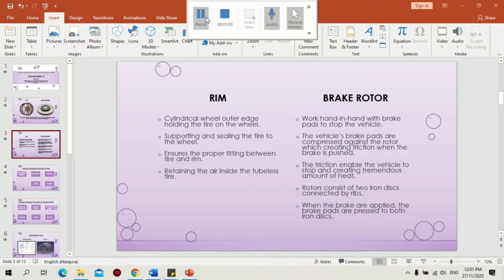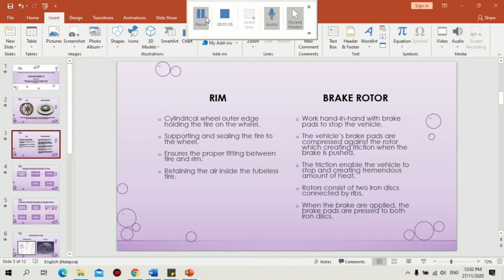As we know, each component part in the automotive has its own function, as well as the rim and brake rotor. The rim is a cylindrical wheel outer edge holding the tire on the wheel. The main function of the rim is supporting and sealing the tire to the wheel. The rim ensures proper fitting between tire and rim and retains the air inside the tubeless tire.